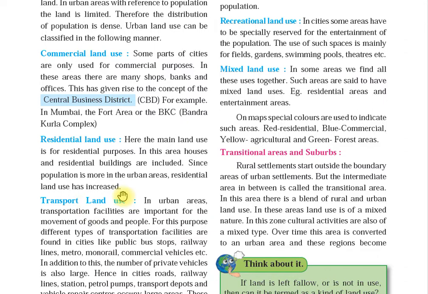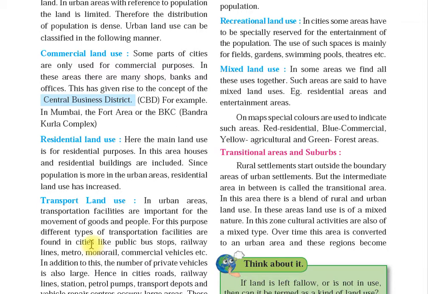Next, transport land use. You know what you mean by transport. Your means of communication have to be transported. So transport land use, your railways, your buses, your auto rickshaws, all these are land used for transport. In urban areas, transportation facility is important for movement of goods and people. So why do we need transport? Because people and goods have to move from one place to another. For this purpose, different types of transportation facilities are found in cities.